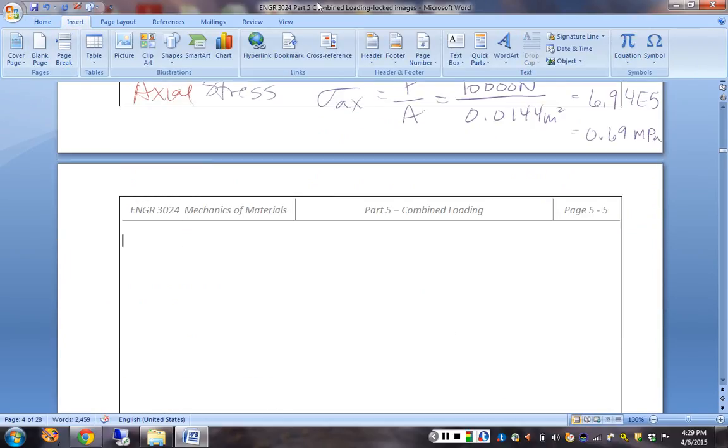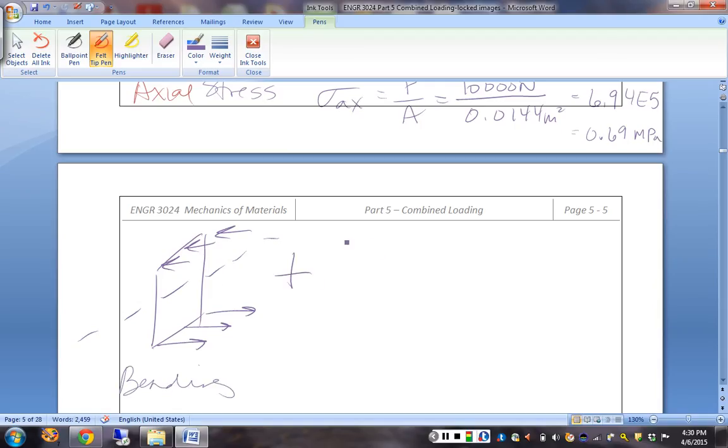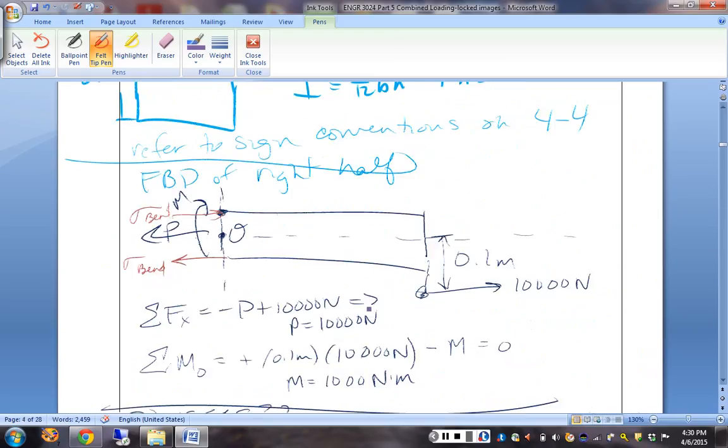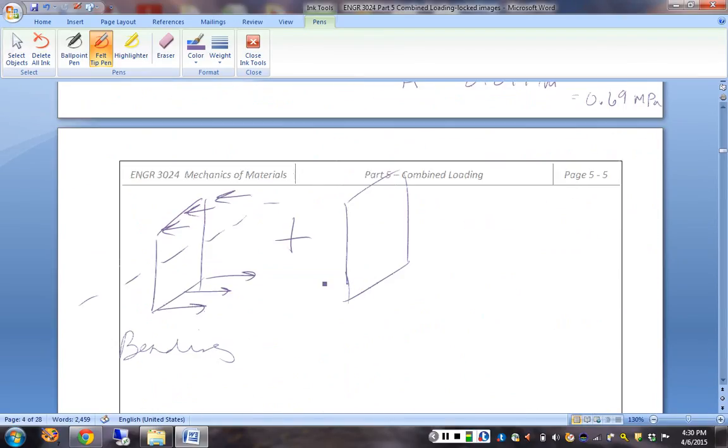All right. So to sort of summarize what this looks like, hopefully without jumbling up that other drawing too much, I have compression at the top, tension at the bottom because of bending stress. And with axial, what do I have all over the whole surface? Tension or compression? You have tension everywhere.